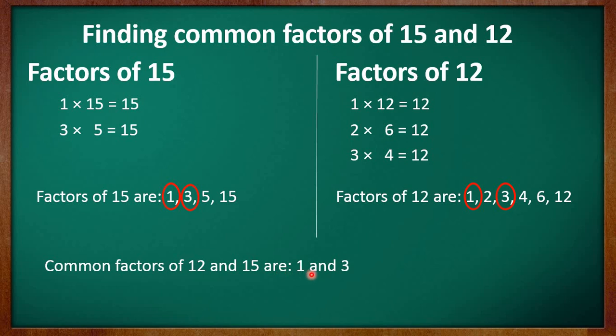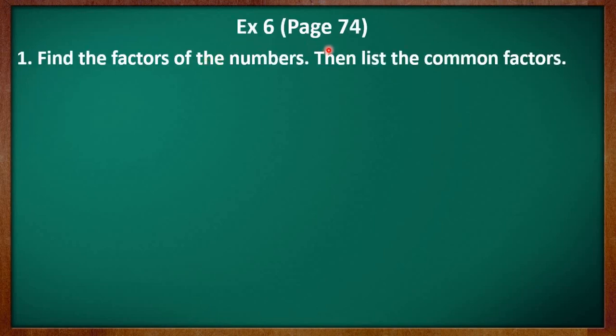Let's now practice this concept by solving question number 1 of exercise 6, which is given on page 74. It says, find the factors of the numbers, then list the common factors. We will be doing part A first. The numbers given to you are 4 and 8. Kids, first we will list the factors of 4 as well as 8 individually.